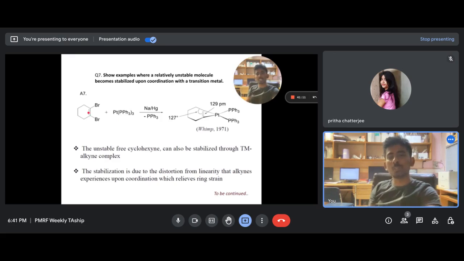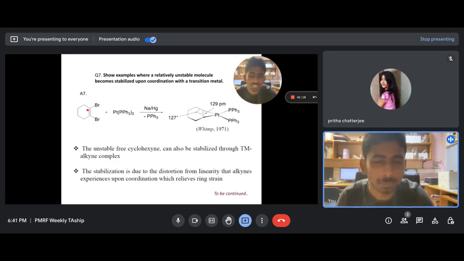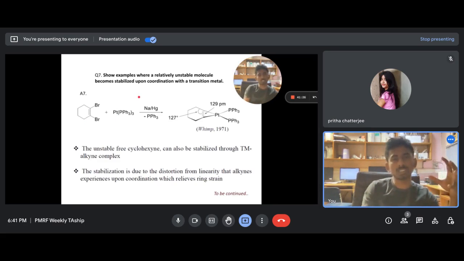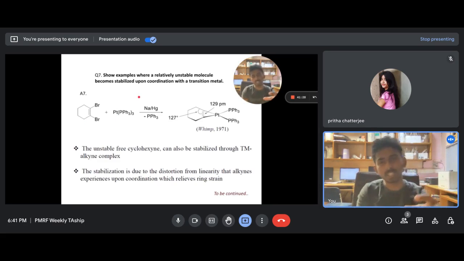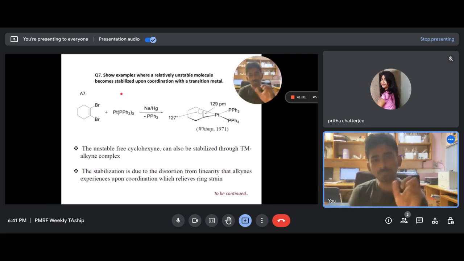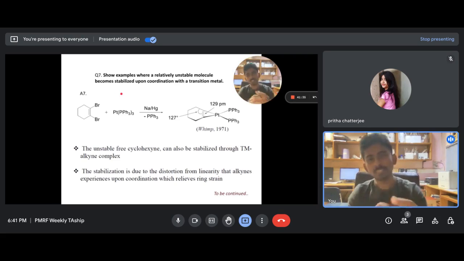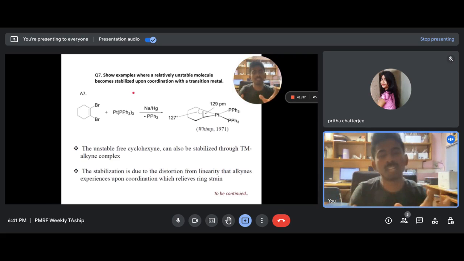But in cyclohexyne, we think of a triple bond here. There you can see that these two angles are not even close to 180 degrees. The angle lies in the range of 110 to 130 degrees. So there occurs a significant torsion strain, or you can say dihedral angular strain, in such a cyclohexyne moiety. So the molecule in its free state is not isolable, or very, very unstable.